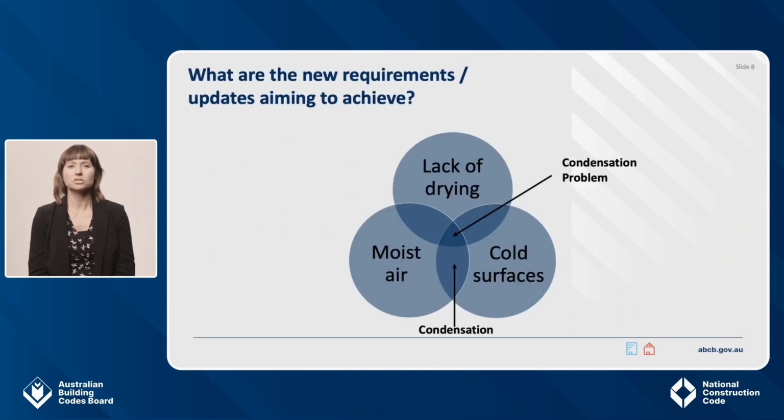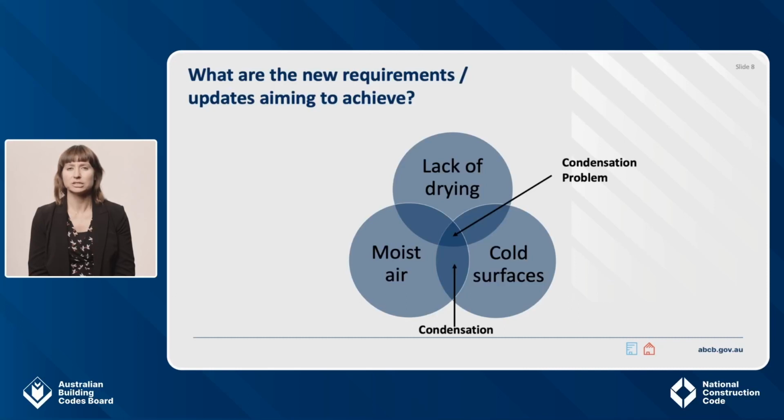Okay, so first, what is condensation and why is it such a nuisance? Condensation occurs when moist air comes in contact with surfaces at a lower temperature. It's quite common on windows on a relatively cold day or in areas with high moisture, such as in a bathroom, laundry or kitchen. It's important to distinguish between condensation and a condensation problem. Condensation becomes a problem when it doesn't fully dry out.